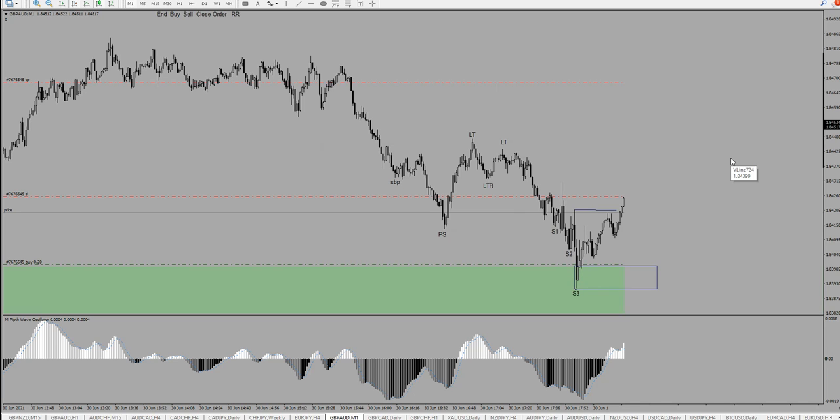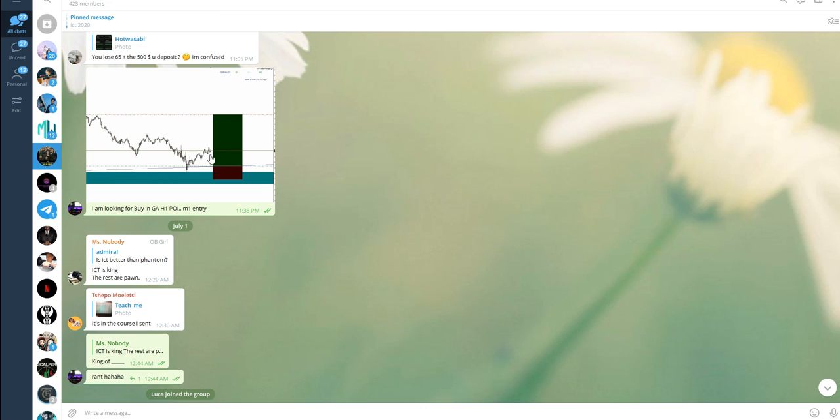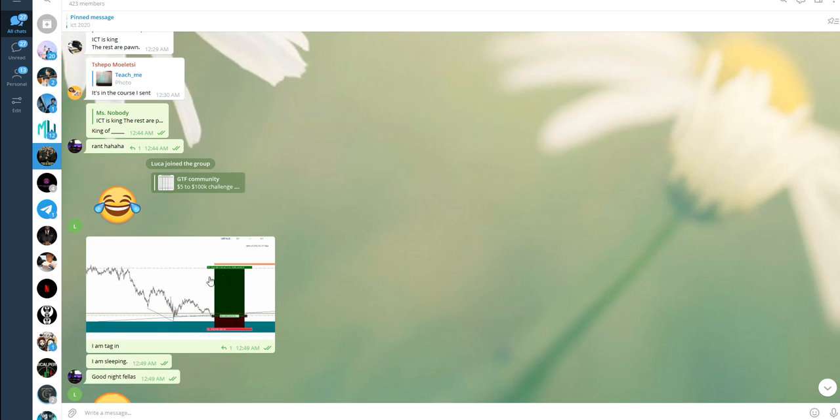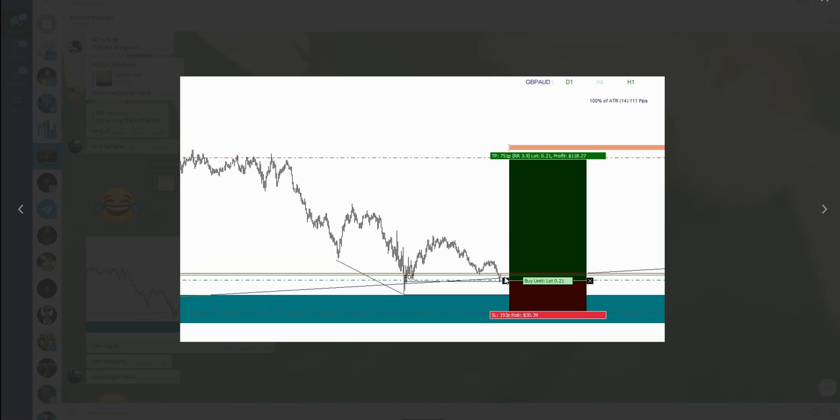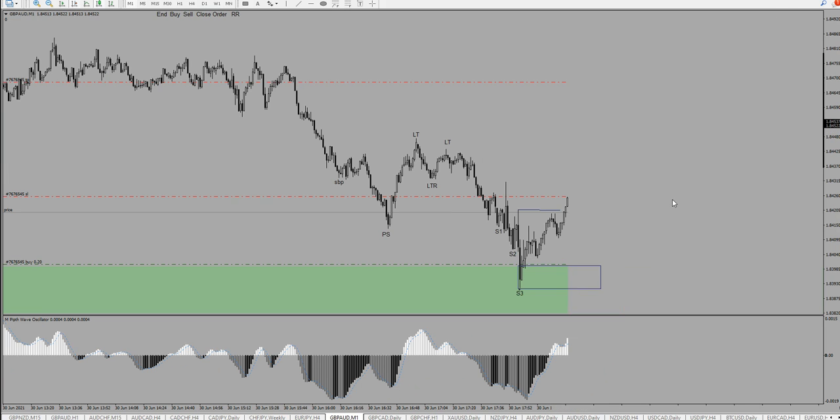Let me just go back to the screenshot that I sent in one of the groups that I'm in. Okay, so this is it. This is the break of our minor structure, and then we wait for price to pull back, and then we are tagged. After a couple of minutes we are in. Okay, so let's go back to the chart and see what happened.